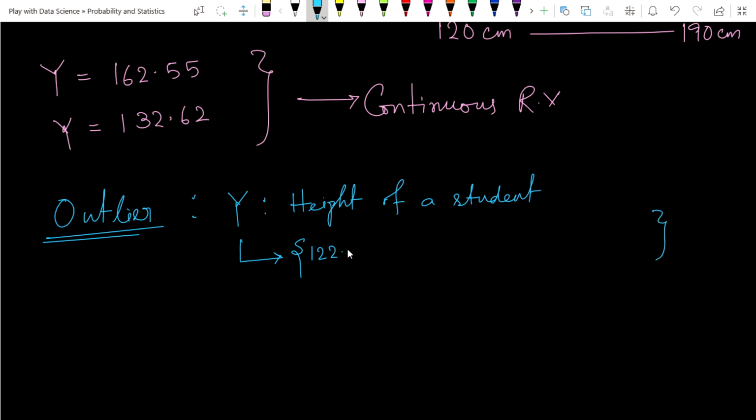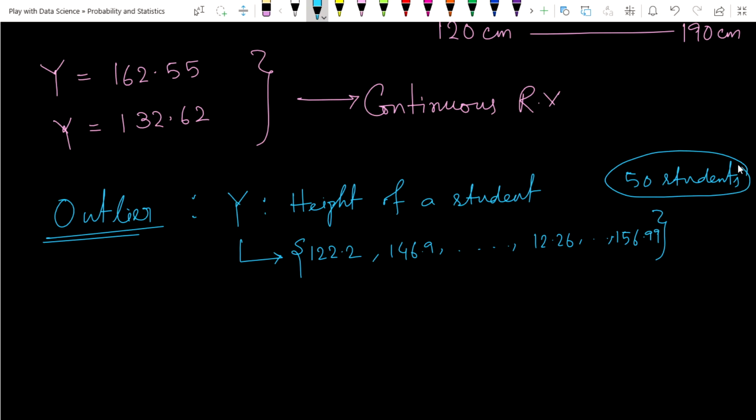Suppose the first height is 120.2, then 146.9, then 3.6, then 156.99. As an example, we have randomly picked 50 students and taken the height data of each randomly picked student. So the height data looks like that.